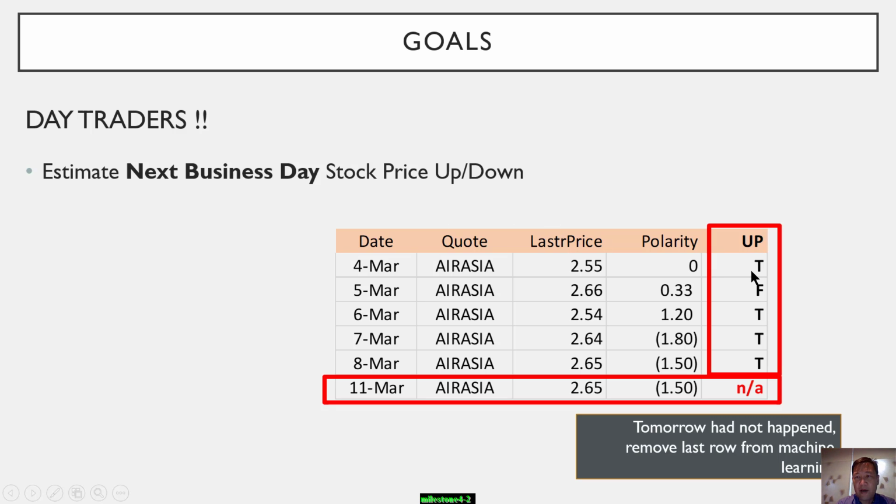So if the price goes up tomorrow, like 2.55 goes up to 2.66, then it's going to be true. If the price drops from 2.66 to 2.54 the next day, so we are predicting it to go down, which is false. If the price has no change, it's false as well. Okay, so if we do this, the last observation is going to have a null label because tomorrow had not happened yet. So we're going to remove that from our data set.